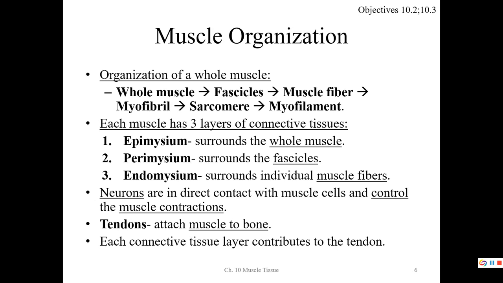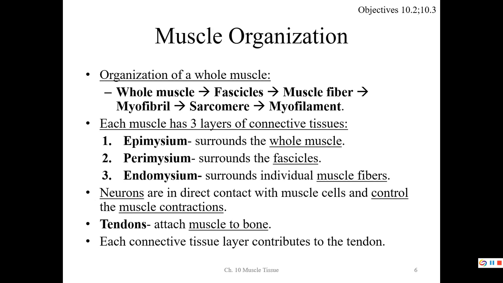And if we look inside these muscle fibers, they're made up of little fibers called myofibrils, very small fibers inside the muscle fiber. And those myofibrils, if we zoom in on them, are made of sarcomeres. And these sarcomeres are made up of myofilaments. You probably heard of thick and thin filaments before. That's a myofilament, a thick and a thin filament.